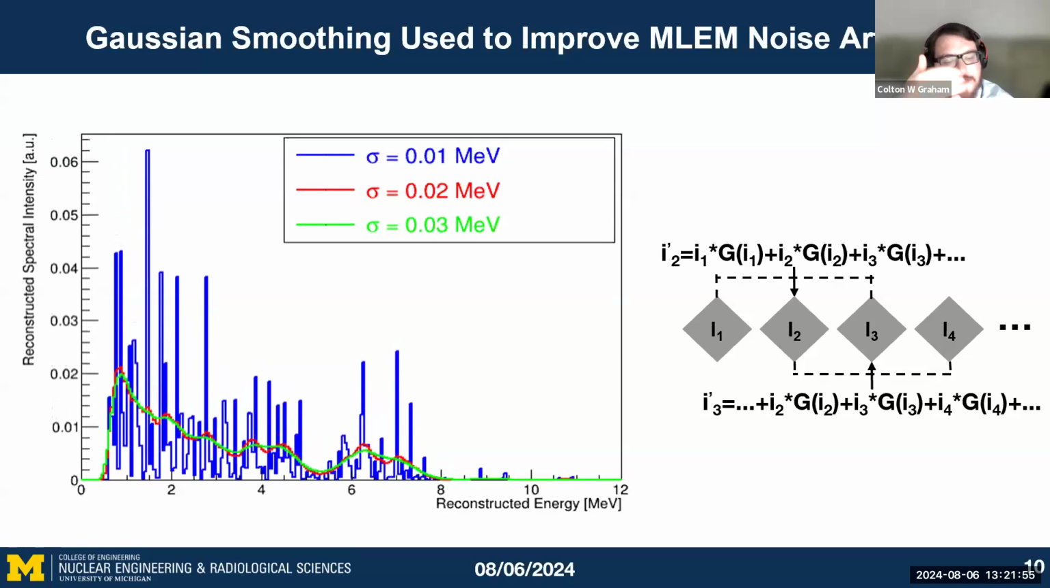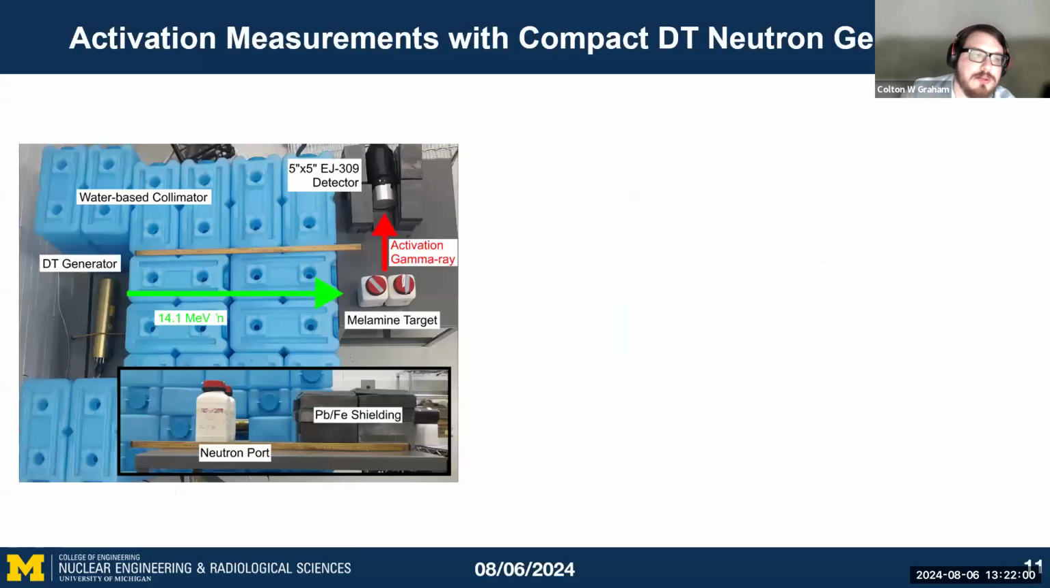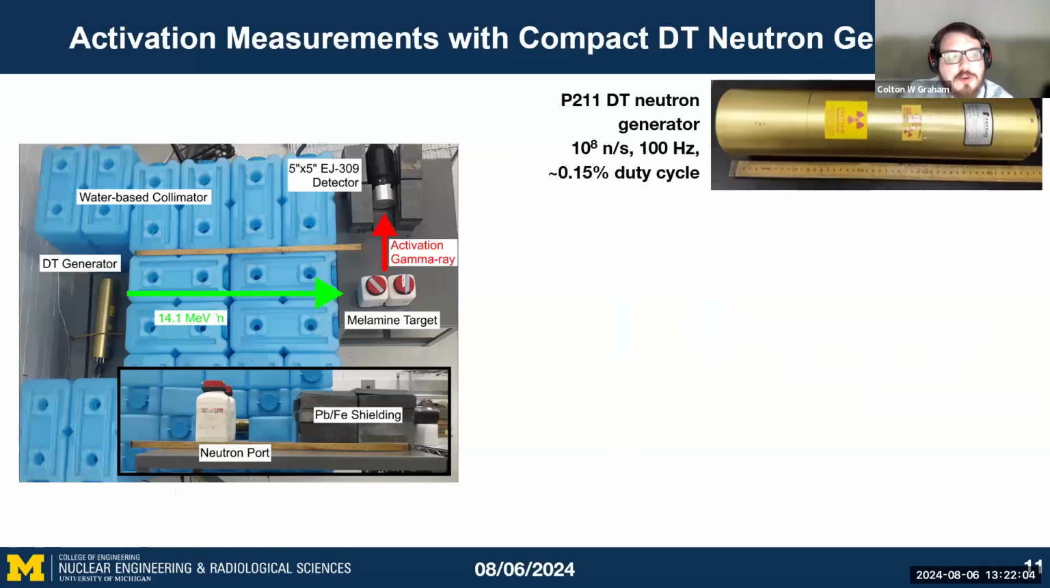Okay, so now that we have a good grasp on the MLEM reconstruction algorithm, we can do some activation measurements. So for this work, we used a Thermo Fisher Scientific P211 DT neutron generator, which you can see a picture of in the upper right here.